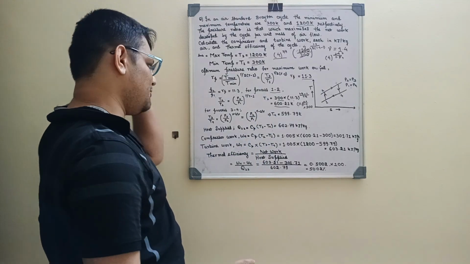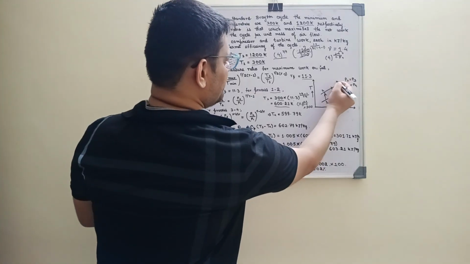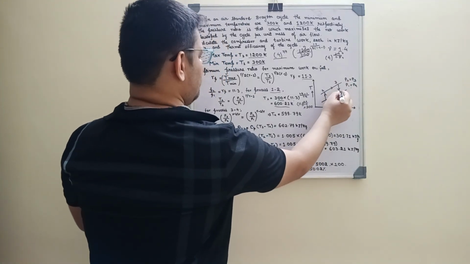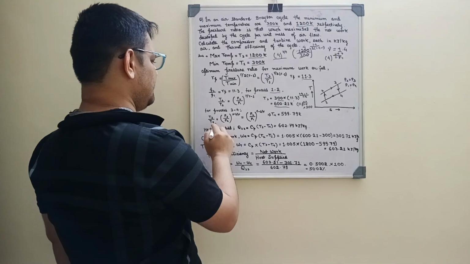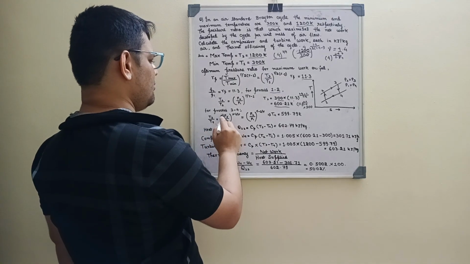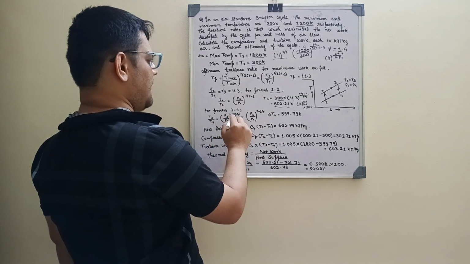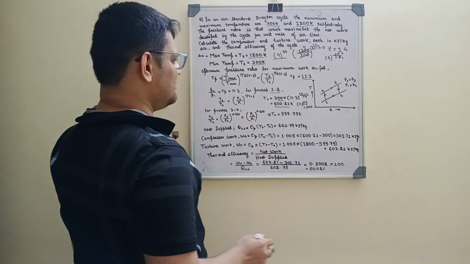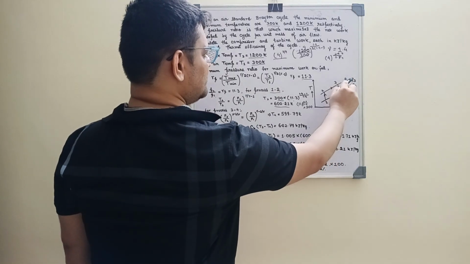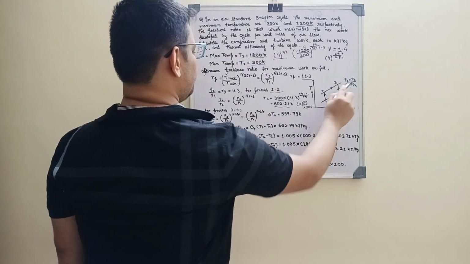Now we will go for the process 3 to 4. It is T3 by T4 equal to (P3 by P4) to the power (gamma minus 1) divided by gamma. Here we have taken that P2 is equal to P3, and P1 is equal to P4.